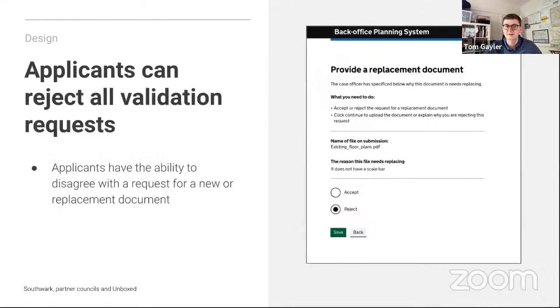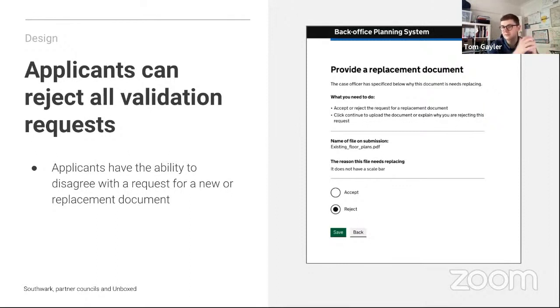Next slide, please. The team's also been working on supporting applicants to reject all validation requests. I mentioned validation requests just before, and validation requests are when an officer comes across an issue with the application. Say, for example, a document's been submitted, but the document's missing a scale bar and it doesn't have a north arrow. So it's an invalid document and therefore the application is invalid. They might send a request to the applicant asking them to replace this document with one that has a scale bar, has a north arrow, for example.